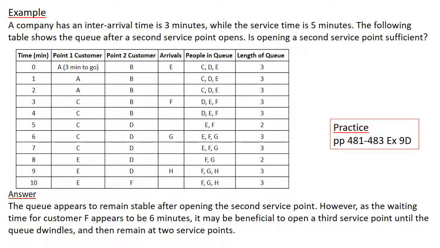If we want to evaluate the table as it seems, we can make the following evaluation. The queue seems to be moving steadily. There's always going to be 2 or 3 people in the queue, so we may want to open up a 3rd service point. But it would be acceptable to have 2 service points at this stage, I would believe.